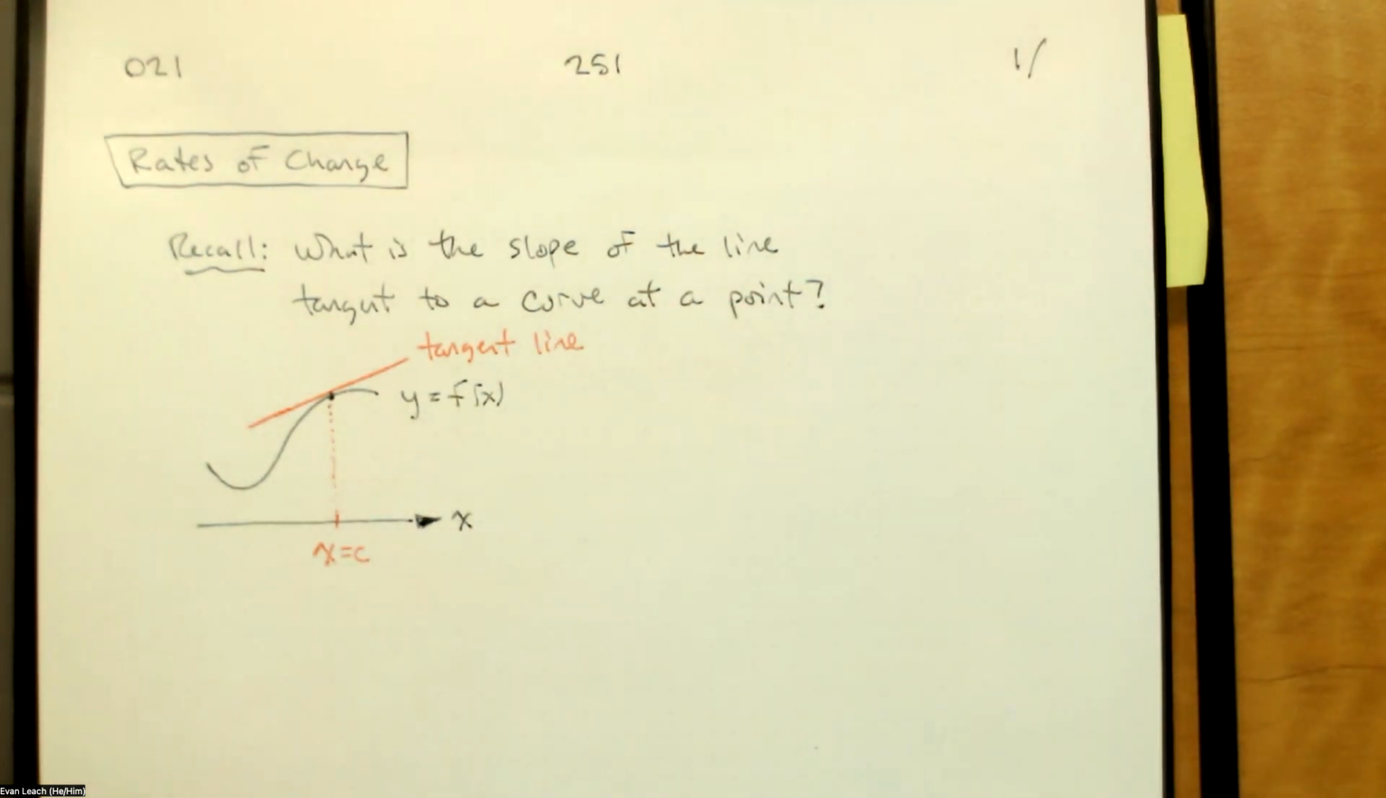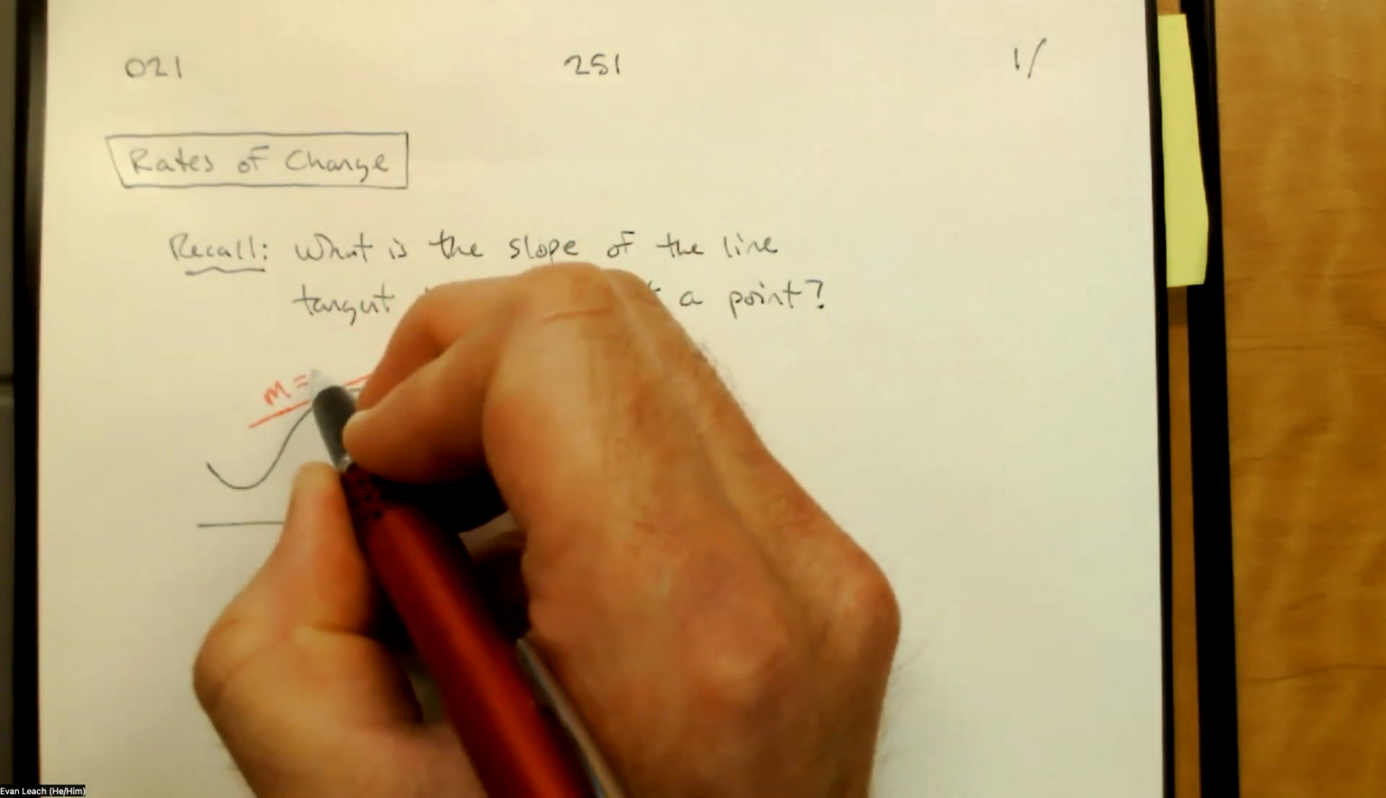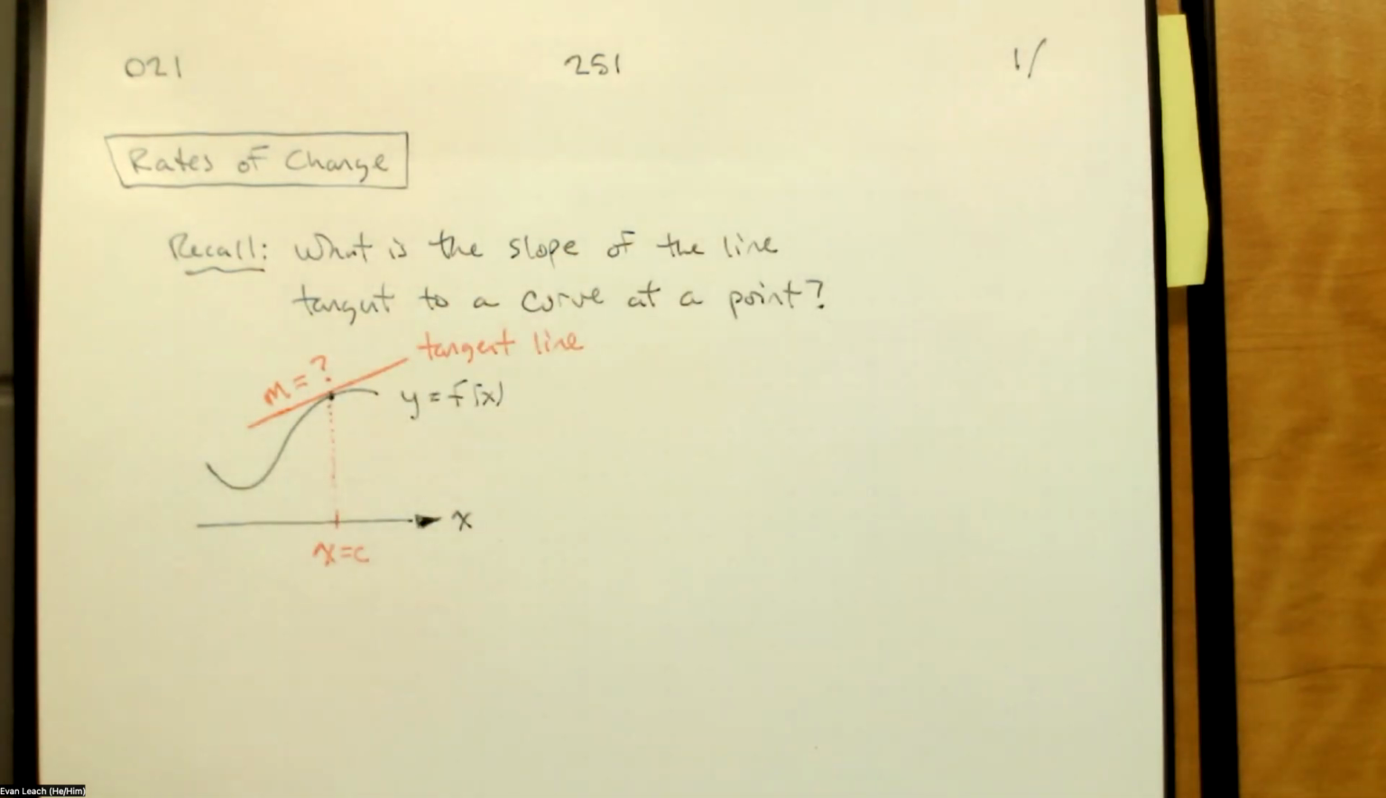So when we talk about a tangent, this is the same tangent that we had back in the days of geometry where we drew a line tangent to a circle. It's just tangent to a more general type of curve. That's a tangent line to a curve, and this is at a particular point. The question that we're interested in is, what is the slope of this line tangent to a curve at a point?